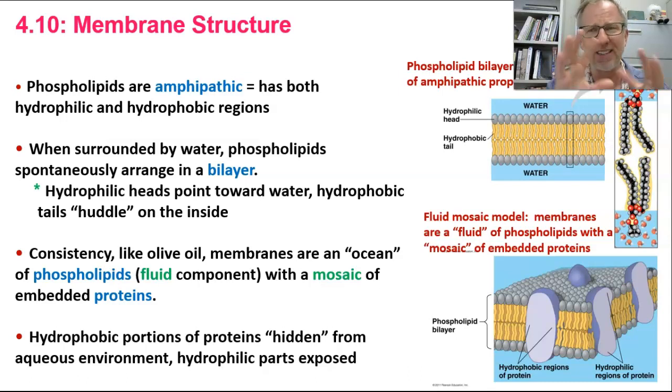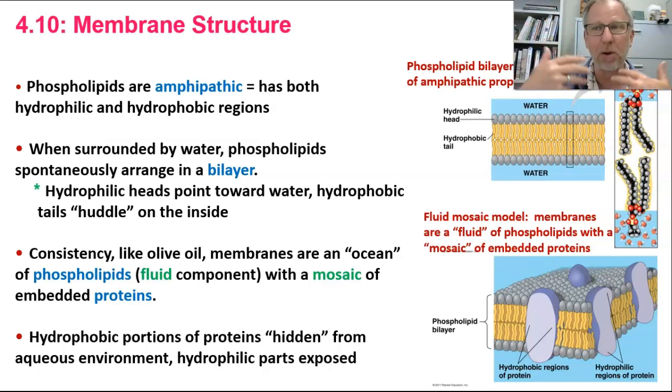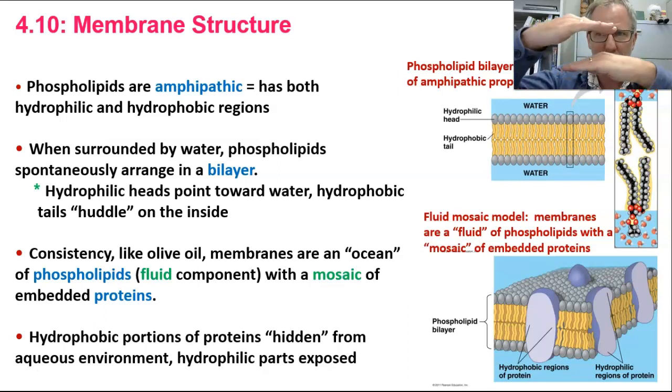And the phospholipids spontaneously, which means they do it all by themselves because of physical and chemical properties, arrange themselves into this bilayer because the hydrophilic heads are pointing towards water, both outside the cell and inside the cell. And so it takes 2 layers of phospholipids in order to have hydrophilic heads pointing towards opposite sides where there's water on one side and water on the other side. So the phospholipids automatically, spontaneously, all by themselves, form this bilayer.